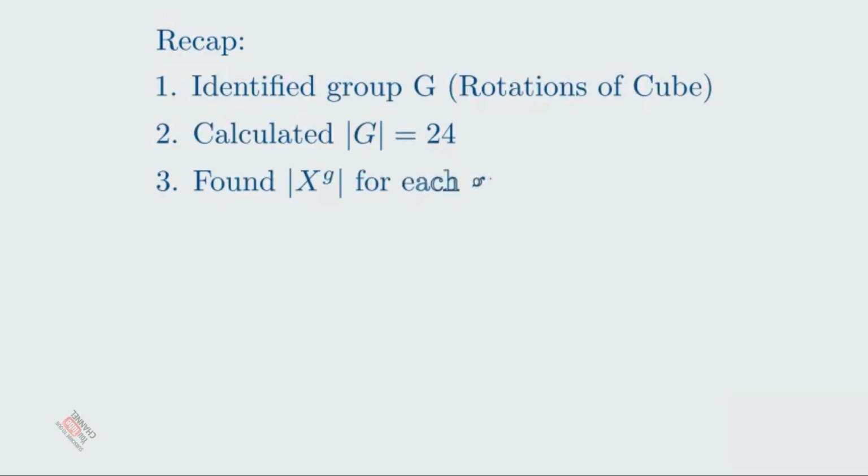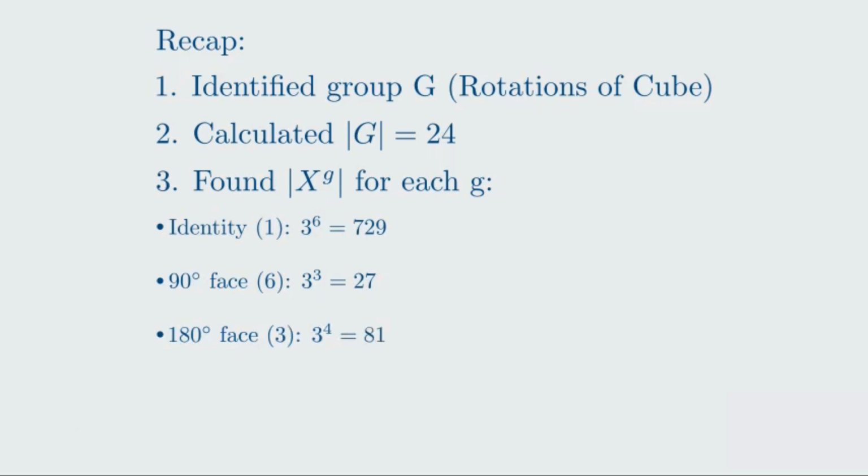Just to recap our process, we used Burnside's lemma to account for the rotational symmetry of the cube. We identified the group of rotations and determined its size was 24. We then systematically calculated the number of colorings fixed by each type of rotation: 1 identity, 6 rotations through opposite faces of 90 degrees, 3 of 180 degrees through opposite faces, 6 of 180 degrees through opposite edges, and 8 of 120 degrees through opposite vertices.